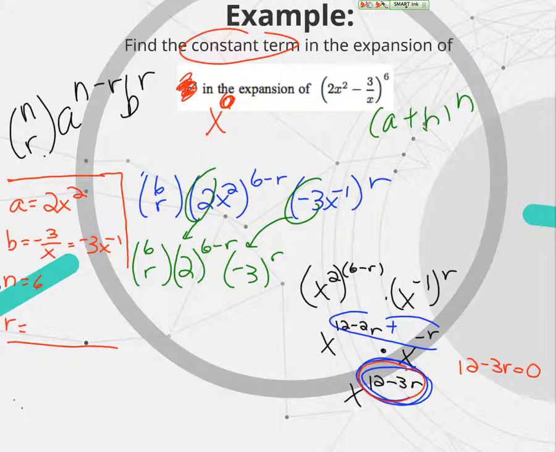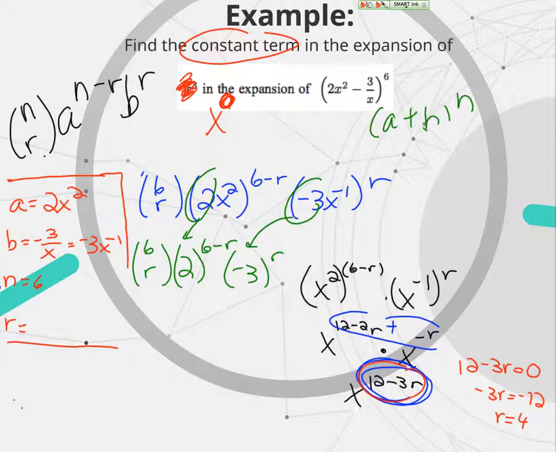So you've got to split up the coefficients, you've got to split up the variables. Once you put it all together, you've got to go back to your problem to figure out what you want your exponent to be. And in this case, since it's a constant term, we want our exponent to be 0. So then we can find out what R is. Good, so this time it's 4, because I have negative 3R equals negative 12, R equals 4.